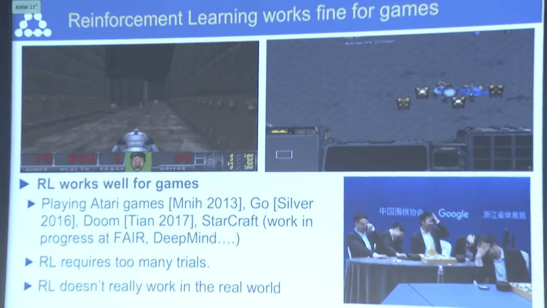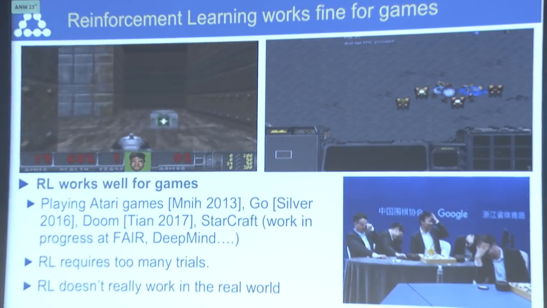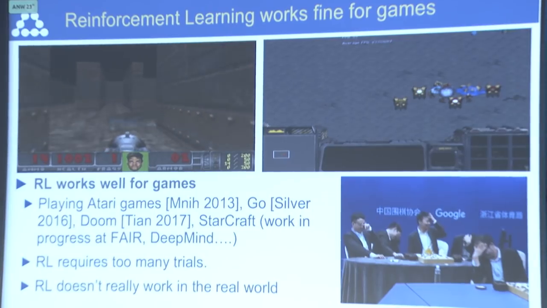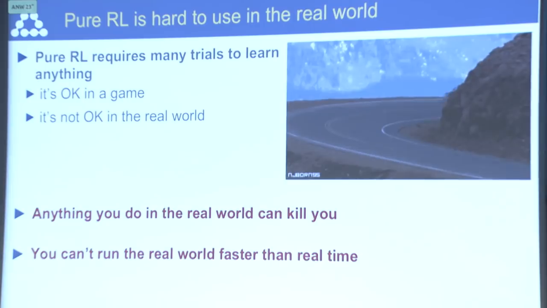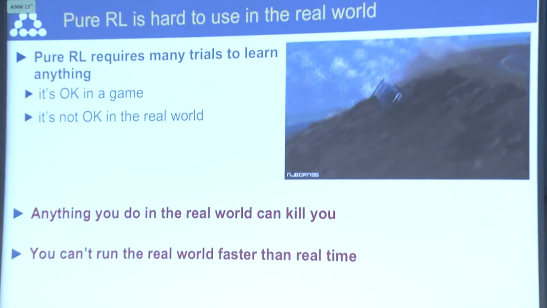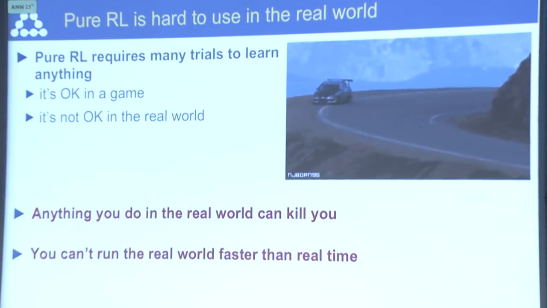Reinforcement learning works well for training machines to play games: Go, chess, Doom, StarCraft, etc. StarCraft is still work in progress. It doesn't really work in the real world because it requires too many samples. If we want to use reinforcement learning to train a self-driving car to drive itself, it will have to drive off a cliff about 50,000 times before it realizes it's a bad idea.